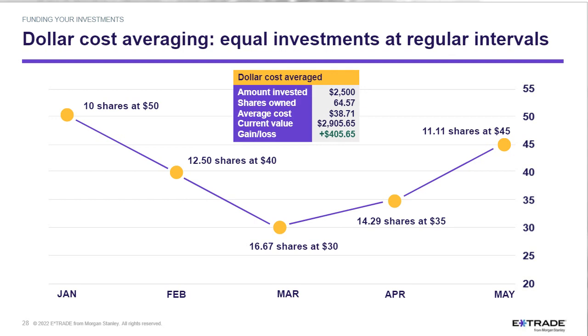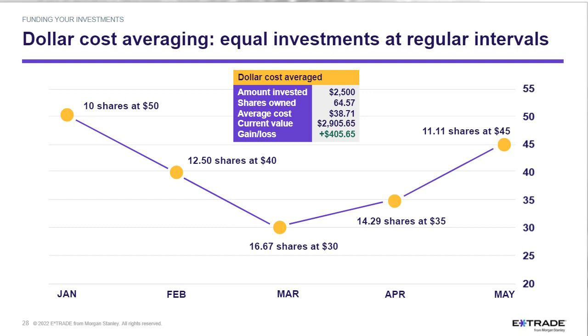The account owns 64.57 shares. That's just me adding up the 5 different amounts. The average cost is $38.71 per share. The stock is now $45, so the current value of the 64.57 shares is $2,905.65, and our dollar cost averaging investor is up over $400, even though the stock is down from when he originally bought it.